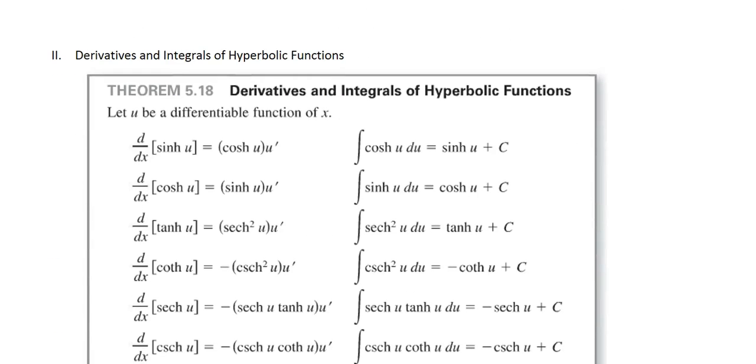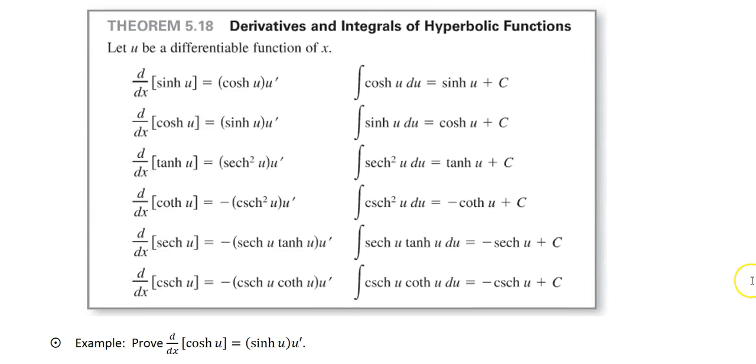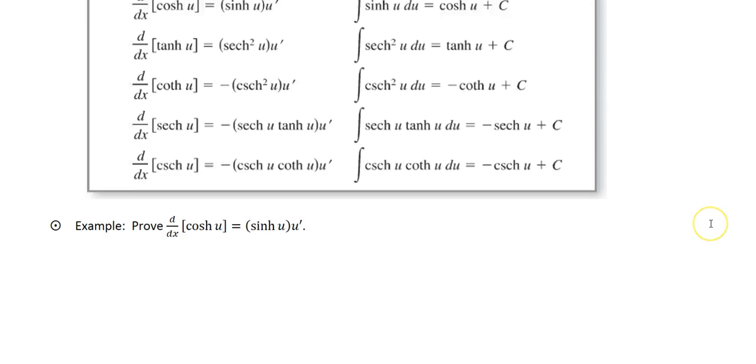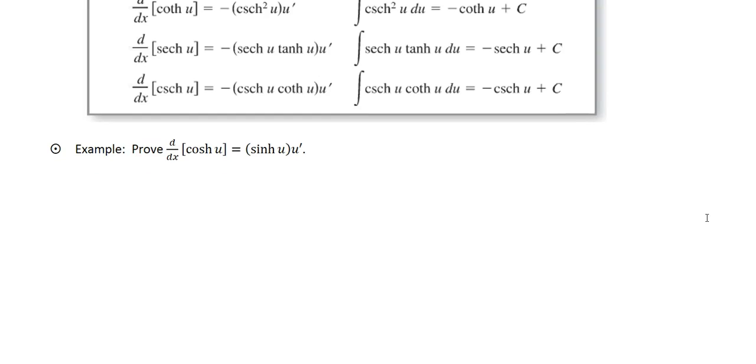Some of the derivatives and integrals of hyperbolic functions. These are going to have very similar relationships to the derivatives of the regular trigonometric functions as well. So one of those that I want to prove is that the derivative of the hyperbolic cosine is equal to the hyperbolic sine of u times u prime.